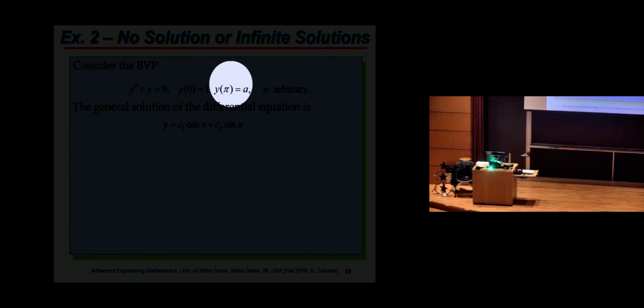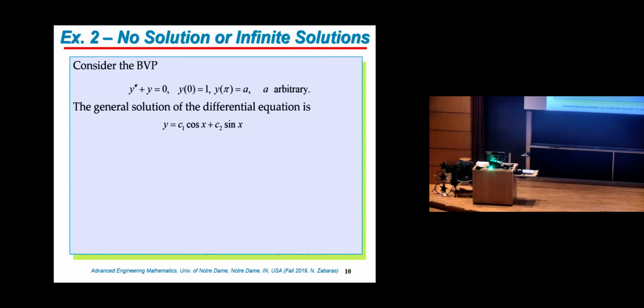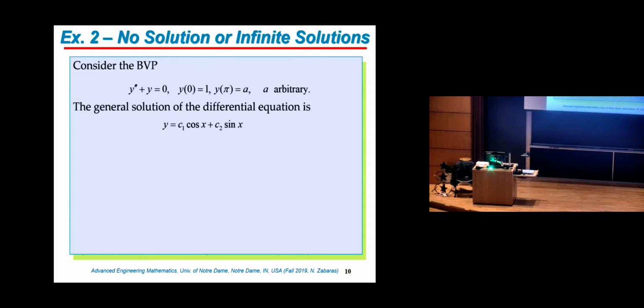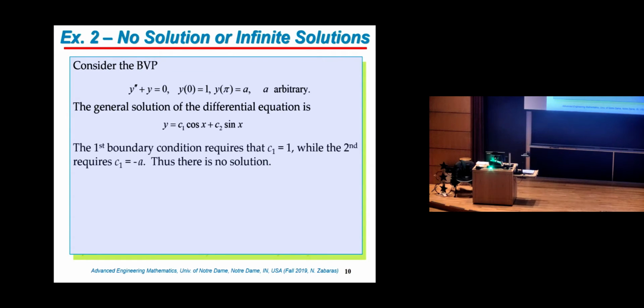Y of pi equal to a? What is sine of pi? And what is cosine of pi? How much? Minus 1, so we get C1 equal to minus a. So actually, by applying the boundary conditions, you got C1 equal to 1, and at the same time, you got C1 equal to minus a. That's not good. That can only make sense if a is equal to -1, okay? So in general, for any a, there is no solution to this problem.